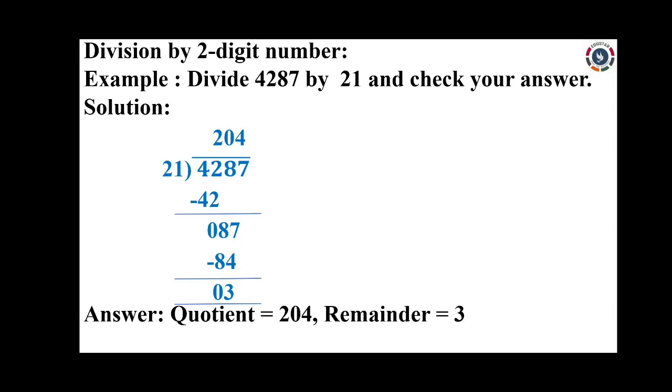Bring down 8. In 8 we cannot divide by 21. So write 0 in the quotient. Bring down 7. In 87 how many 21s are there? 4 21s are there. 4 21s are 84. 87 minus 84 is equal to 3. So the quotient is 204. Remainder is 3.